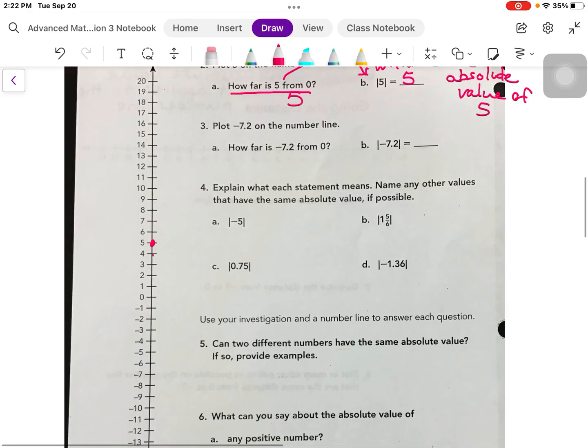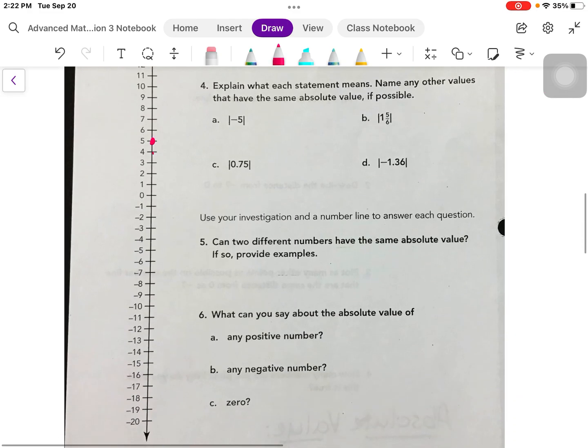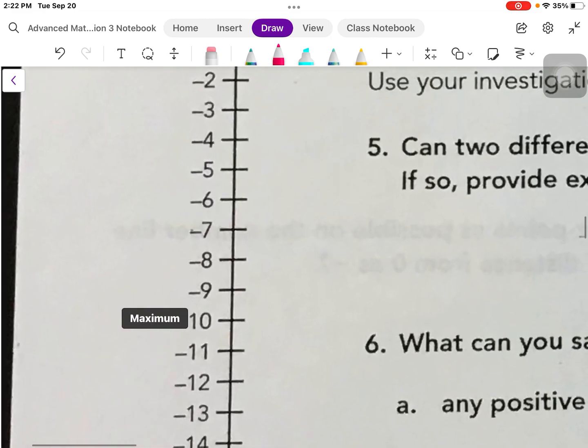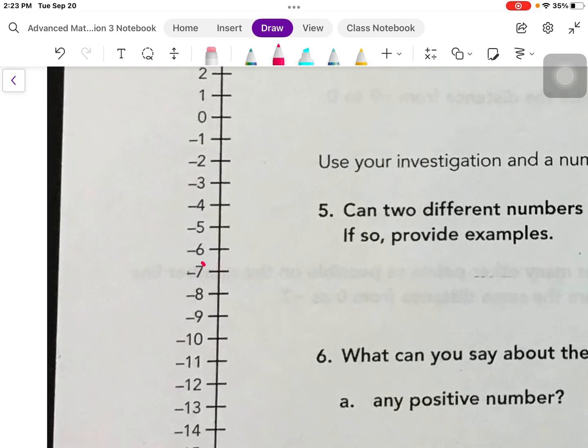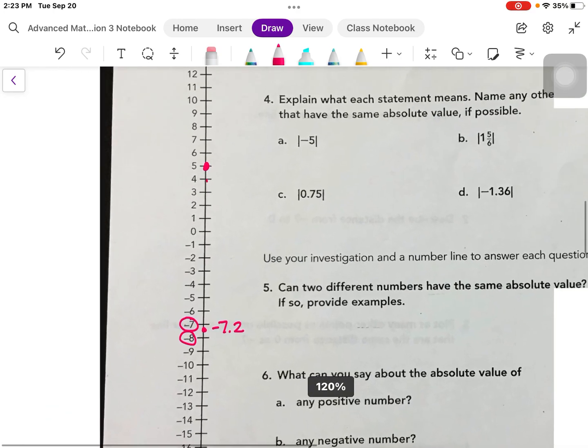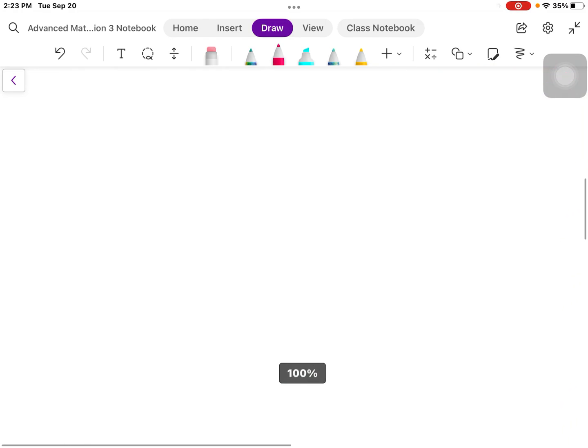Plot negative 7.2 on the number line. When I go to negative 7.2, I know it's negative. I know 7.2 is going to be between 7 and 8 because it's 7.2. And then I just have to kind of guess about where that's going to be. So I'm going to put it right about there, and I'm going to call it a negative 7.2.